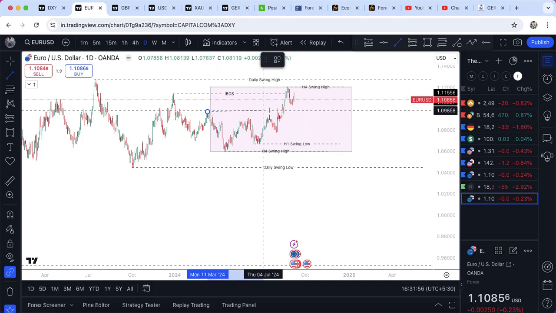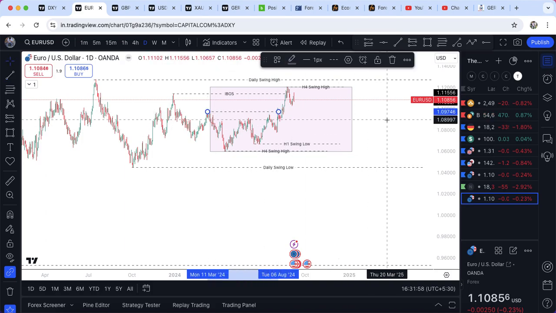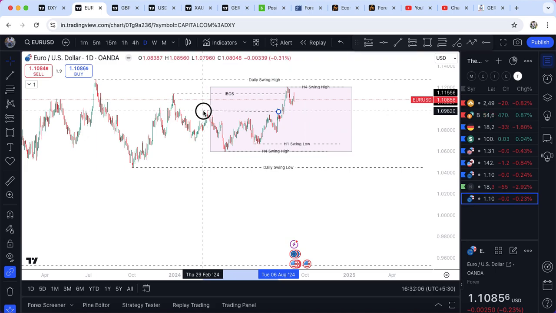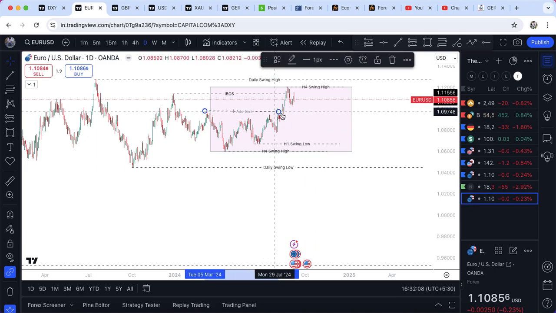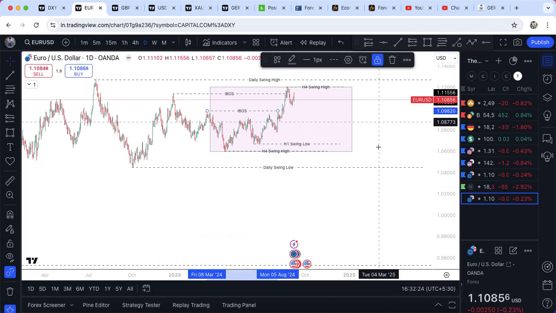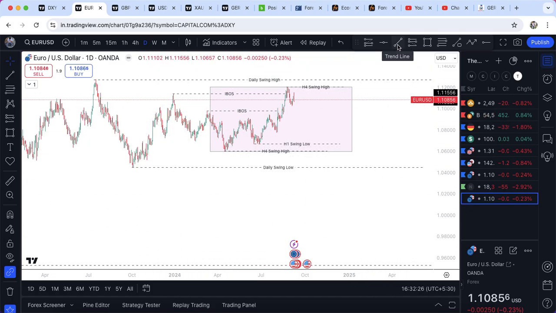Okay, let me just mark out the breaks for you guys to know, because this high put in this low and now it's already come to break it as well. So call this an IBOS because it's an internal break. This low got here and came back and broke it.